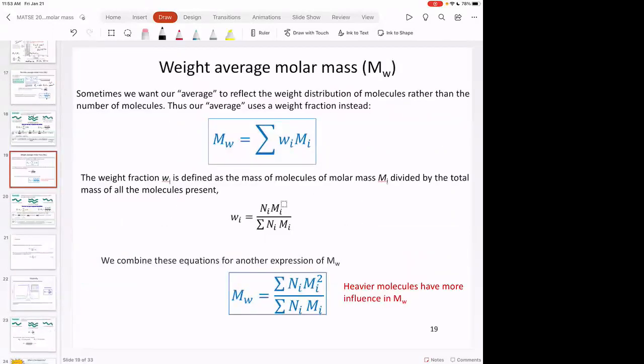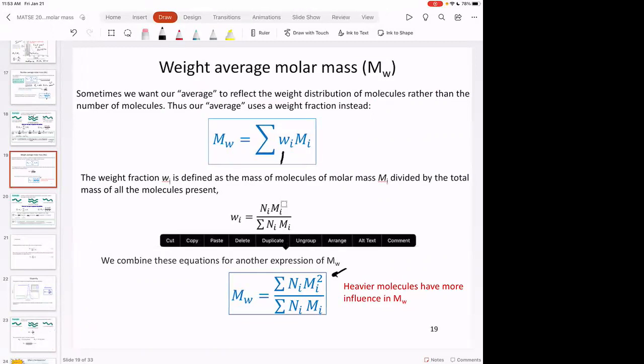Now on to Mw, and Mw is the hard one. It's the second moment, and it's the second moment because we square the mass of the chains. That's why it's called the second moment, and it's based on weight fraction.